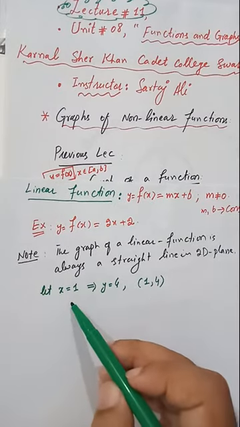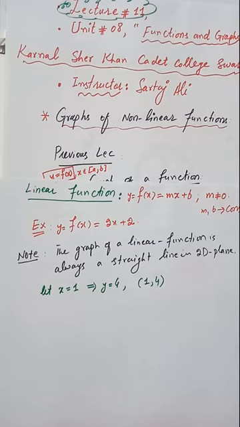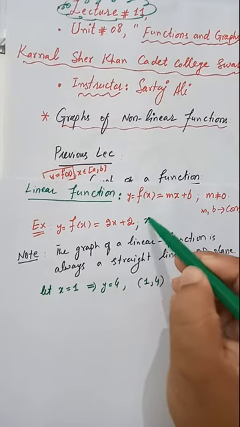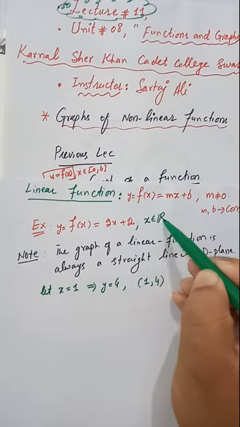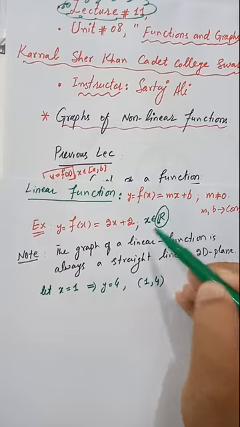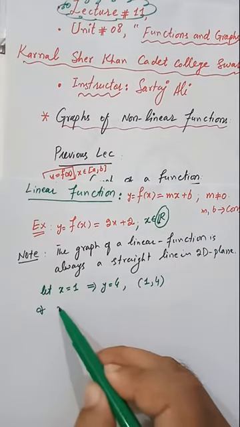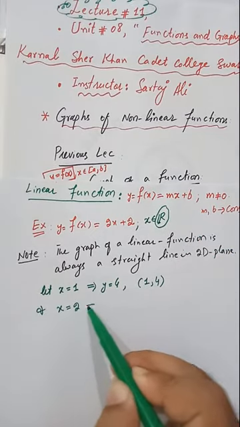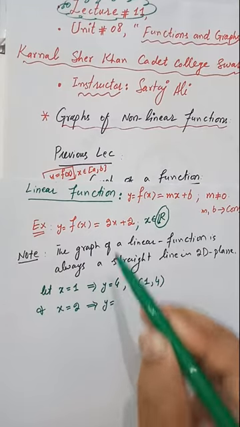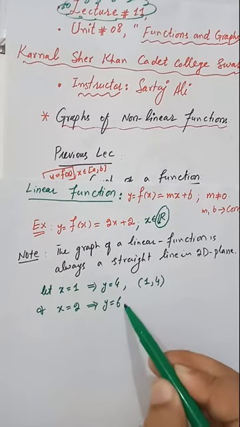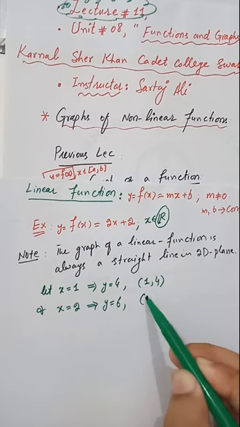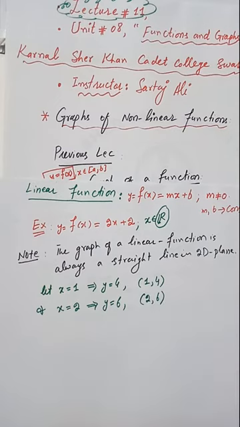How did I choose x equal to 1? This is a value from the domain. You may choose any value from the domain, and you clearly know that this is a linear function, so the domain is the set of real numbers. Now I am choosing x equal to 2. So you will get y equal to 6. So another ordered pair is (2, 6).